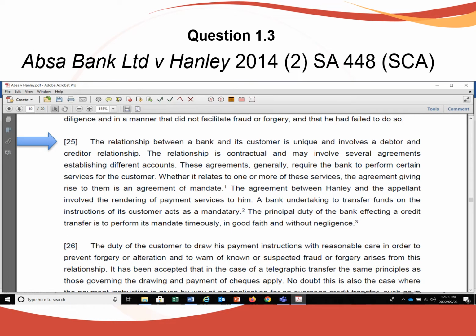Then our next case, Absa Bank versus Hanley. Here you can again see we are dealing with a more recent case. So 2014. So what do we have? Paragraph numbers. So here, most of you got this answer correct, that it was paragraph 25.